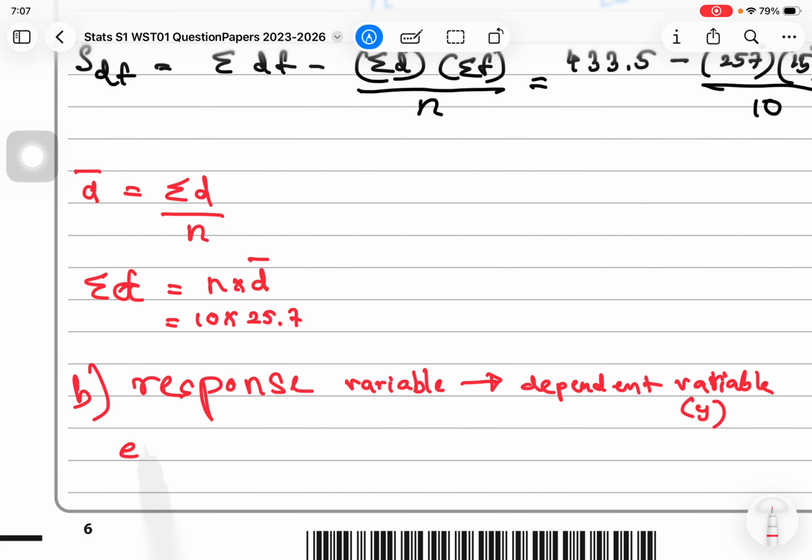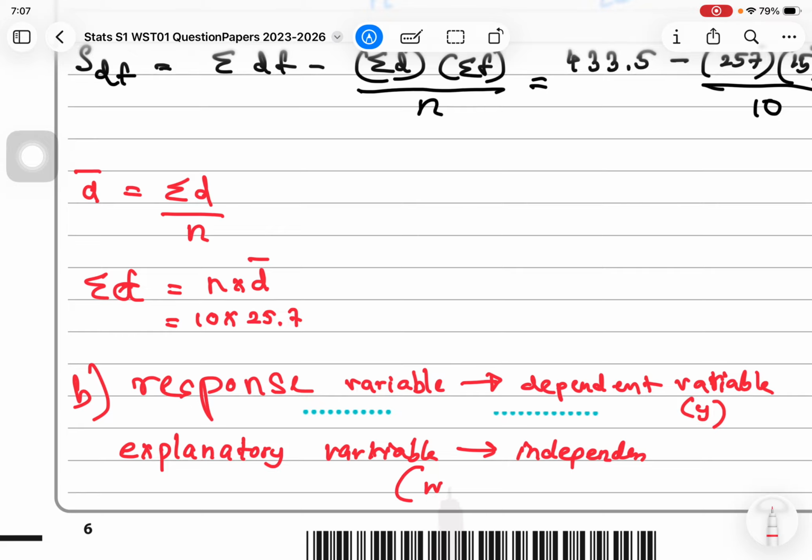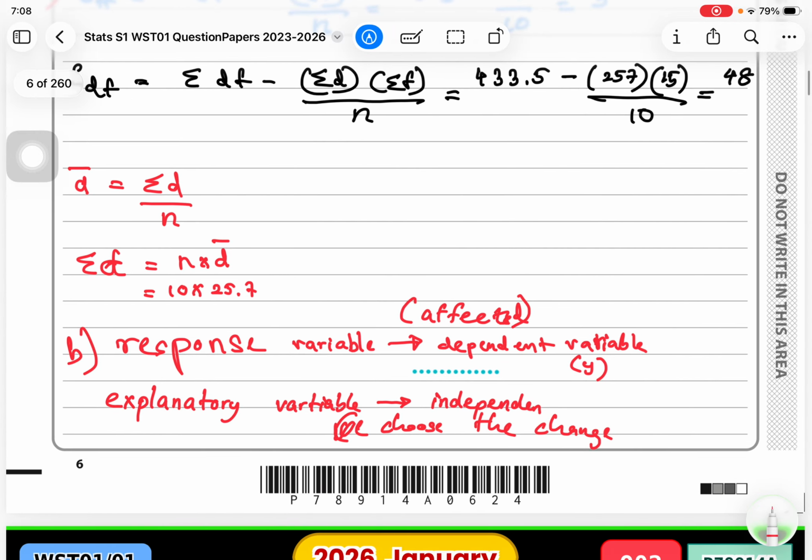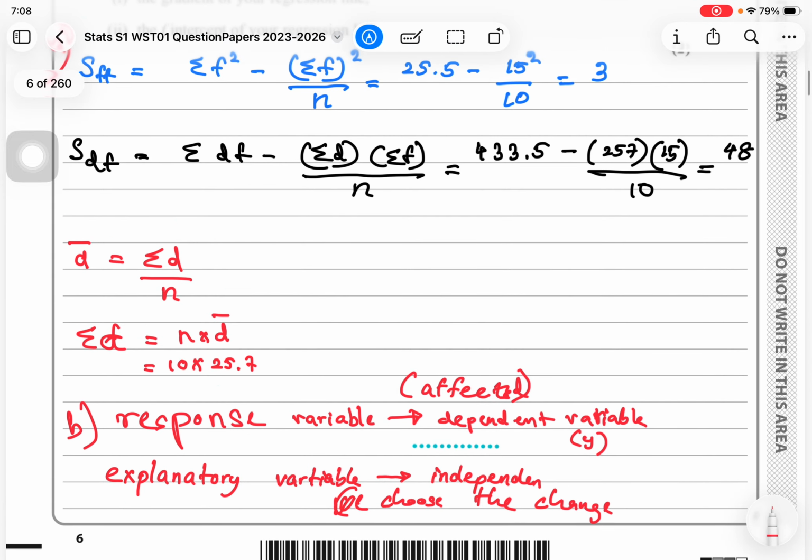The other variable type in statistics is the explanatory variable, which is the independent variable. This is the one we choose to change. This is the one that affects, while the response one is affected. Okay, so this is the reasoning.